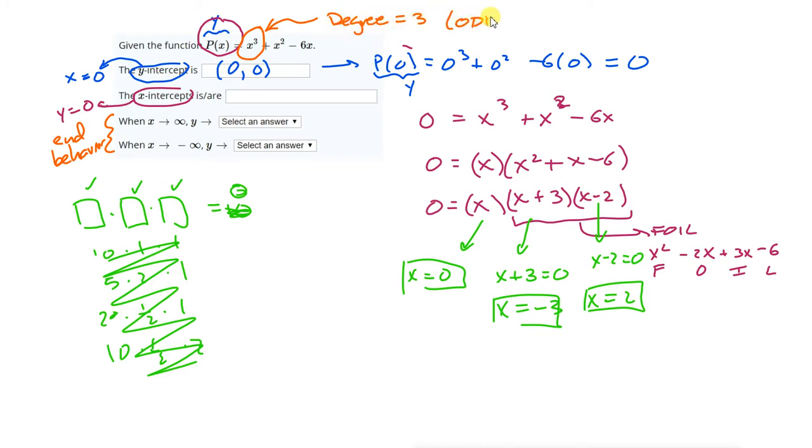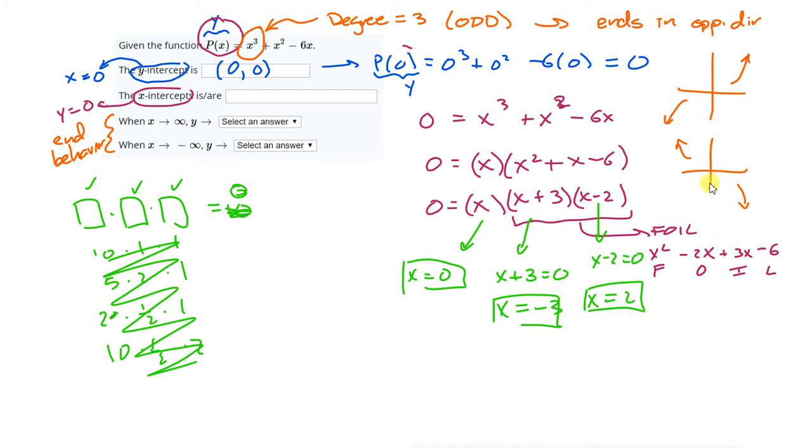So what does it mean that it's an odd number? That means the ends move in opposite directions. One goes up, one goes down. So it's either going to look like this, going up and down like that, or like this, up to the left, down to the right. Okay, one of those two.